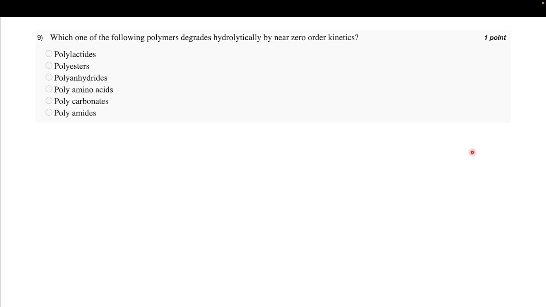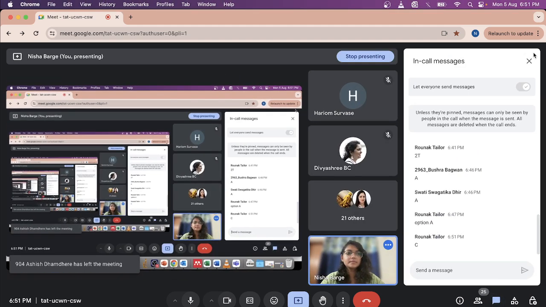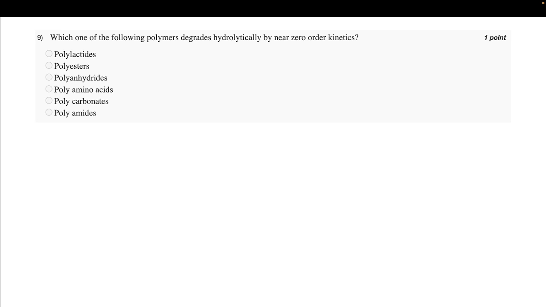Option number 3, polyanhydride. Polyanhydrides. Okay, thanks for answering. Anybody else want to give it a go? Option C. Okay, both of you have answered the same thing. Anybody else have a different answer? No? Okay, both of you are correct. The correct option is polyanhydrides.